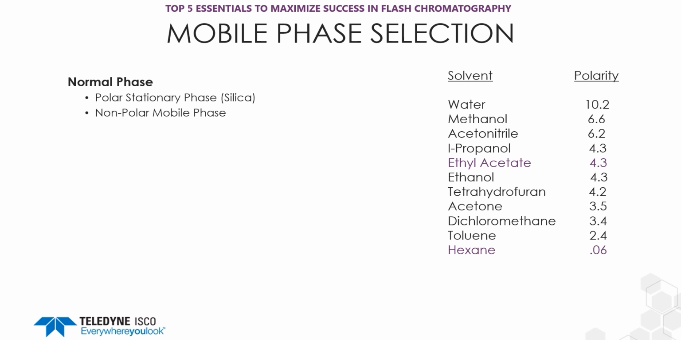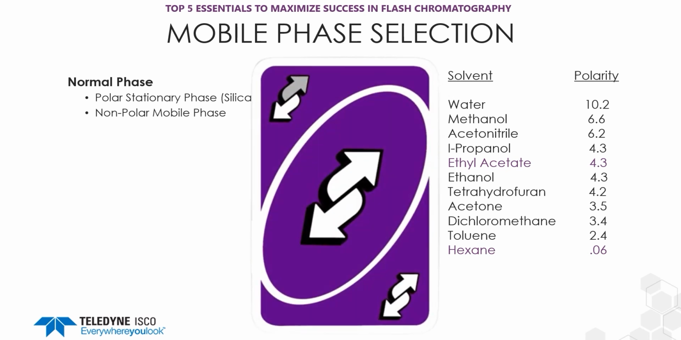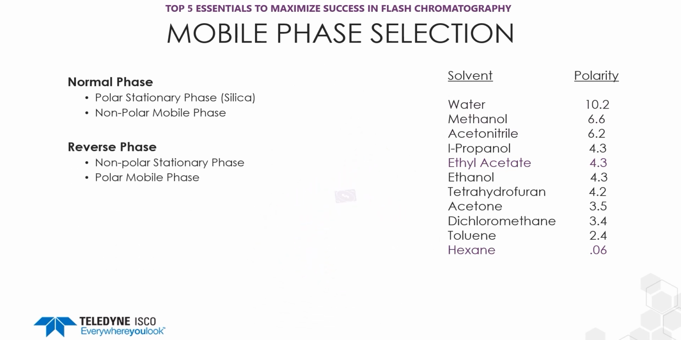So this is going to make ethyl acetate your strong solvent in normal phase conditions because it's more polar, so it's able to interact more with that polar stationary phase. So it's able to pull more compounds off of that silica, off of that alumina, and off of that amine. So most times you're going to be working with a percent of ethyl acetate in hexane when you're working with the normal phase conditions.